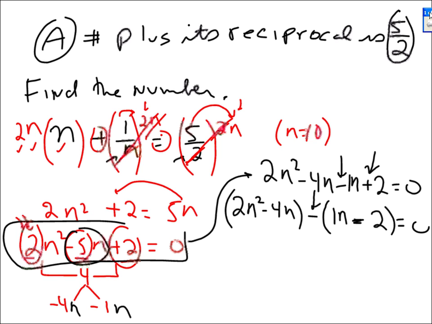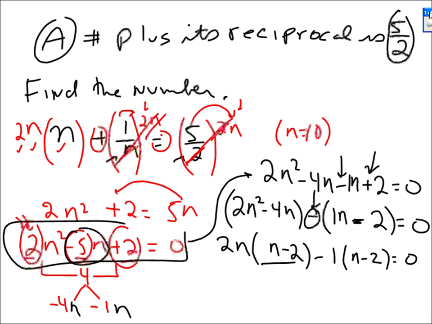And when you factor the first bracket, you pull out 2n, and you're left with n minus 2. You're left with n minus 2 minus, and you have to factor out something from the n minus 2, pull out a 1. Now, I know I'm doing this right because these are the same. So you factor it out, and what's left over is 2n minus 1, times n minus 2, which is 0.